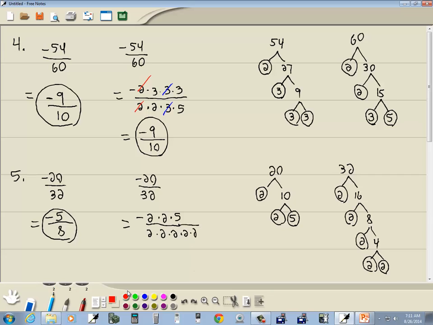You want to do some canceling. Again, you're looking for the same number on top and bottom. Here's a 2, here's a 2. Here's a 2, here's a 2. Looks like that's all we can cancel. So we got negative 5, and down below we got 2 times 2 times 2, that's 8. So our answer would be negative 5/8.